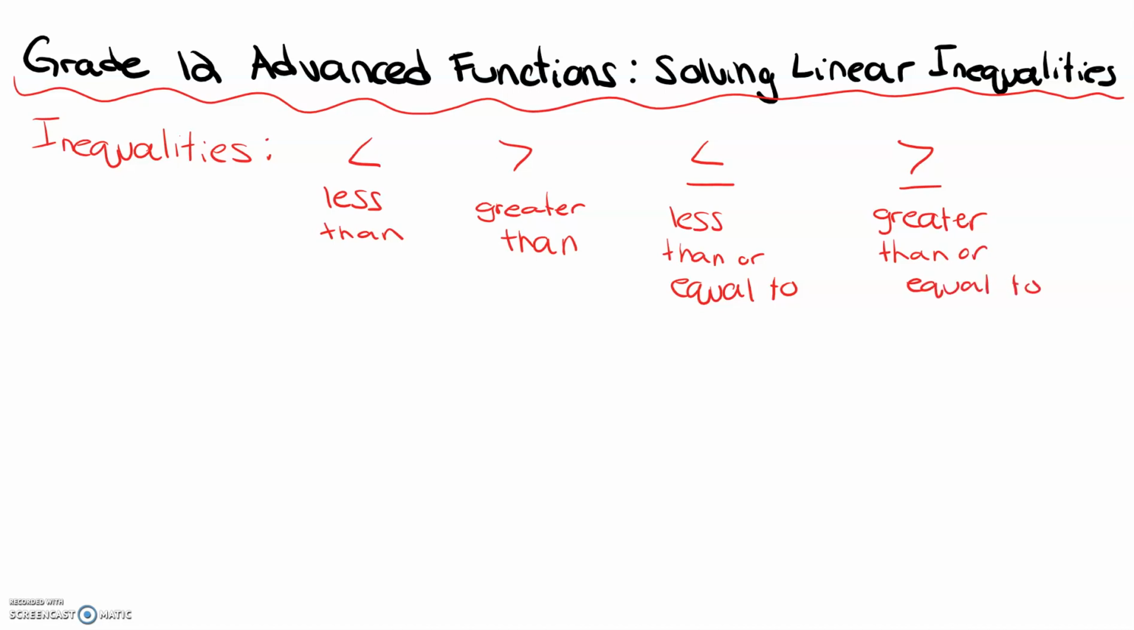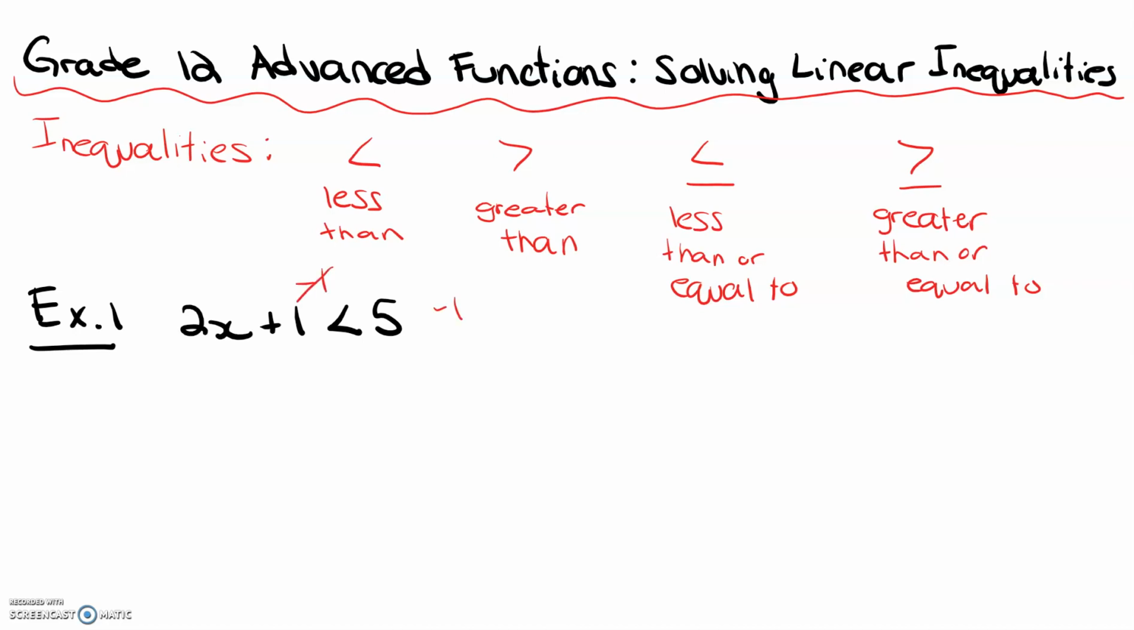Okay, now that we've gone through that little review, let's start with some examples. Example 1. We have 2x plus 1 less than 5. We want to solve this. So what we want to do here is isolate for x. To do that, we're going to need to subtract 1 from both sides.